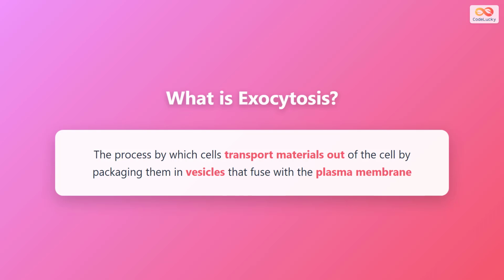Let's define exocytosis clearly. Exocytosis is the process by which cells transport materials out of the cell by packaging them in vesicles that fuse with the plasma membrane. Think of vesicles as tiny bubbles or sacs made of membrane that carry cargo. These vesicles travel to the cell's outer boundary, the plasma membrane, and merge with it. When this fusion happens, the contents inside the vesicle are released to the outside of the cell. This elegant mechanism allows cells to export large molecules and particles that are too big to pass through the membrane by other means.